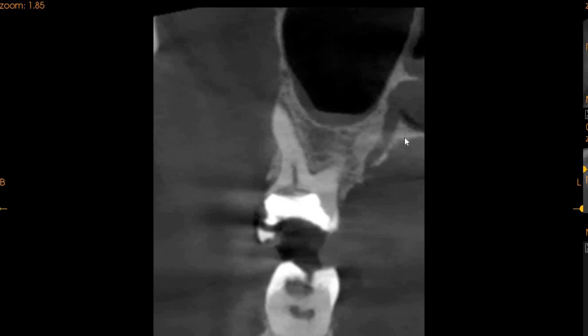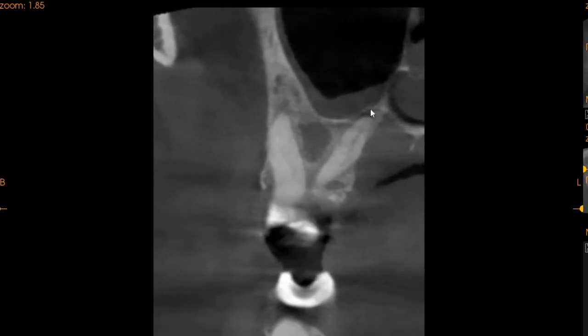Moving to the upper left first molar region, we see that there seems to be a restoration, and this tooth seems to be undergoing a root canal treatment. This is the mesiobuccal. We don't see an MB2 in this tooth. We only have one canal.